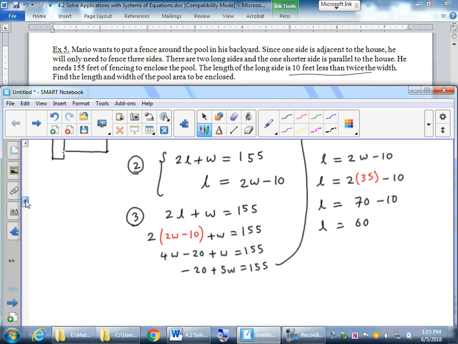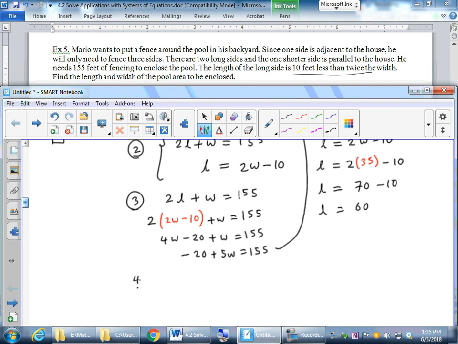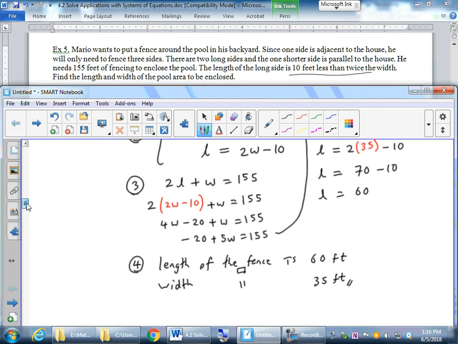So finally, I can interpret it. Step 4, the length of the rectangular fence is 60 feet, and the width of the rectangular fence will be 35 feet. And that will conclude this example number 5.